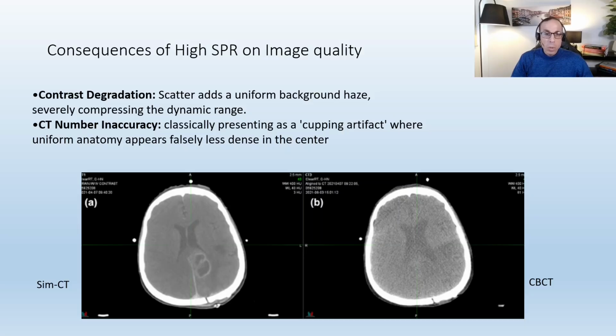In the cupping artifact, the uniform anatomy appears falsely less dense in the center. Because the Hounsfield units are distorted, physicists cannot reliably use raw CBCT images for direct pixel by pixel dose calculations, which can be useful in adaptive radiotherapy. So we need to do lots of corrections before using it for adaptive radiotherapy.